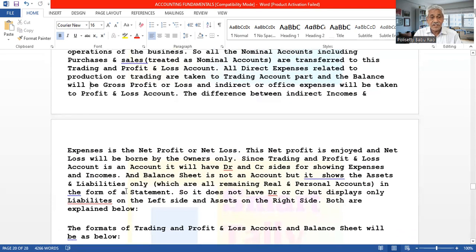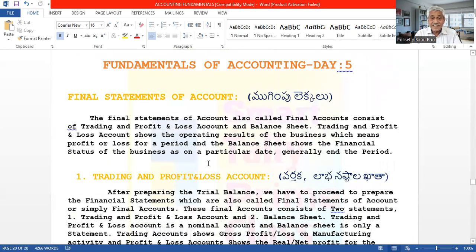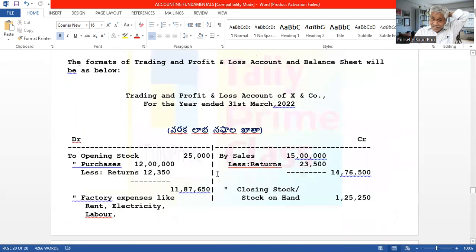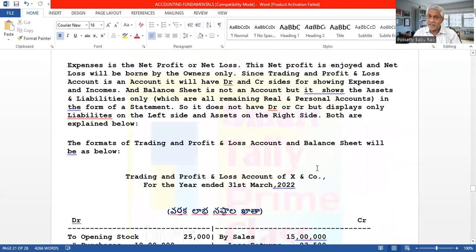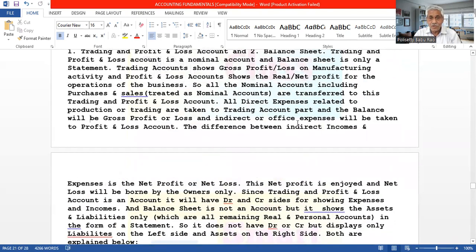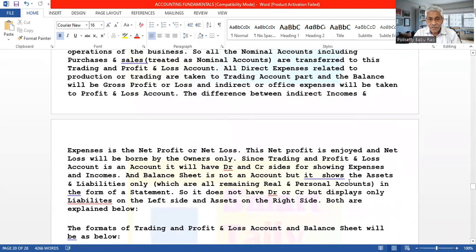Since the trading and profit and loss account is an account, it will have debit and credit. It will have debit and credit because I am saying it is a nominal account and it is an account. It will show debit and credit, and we will write it just like a ledger account: debit side, credit side. So here the trading account will have debit and credit sides for showing the expenses and incomes.